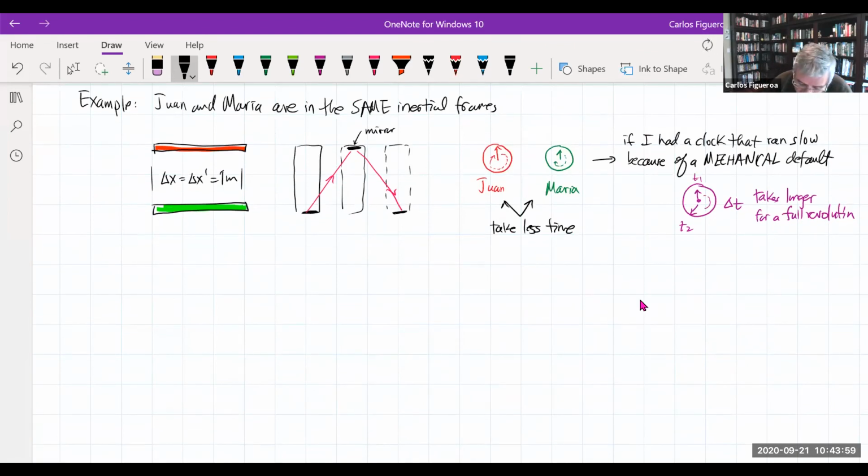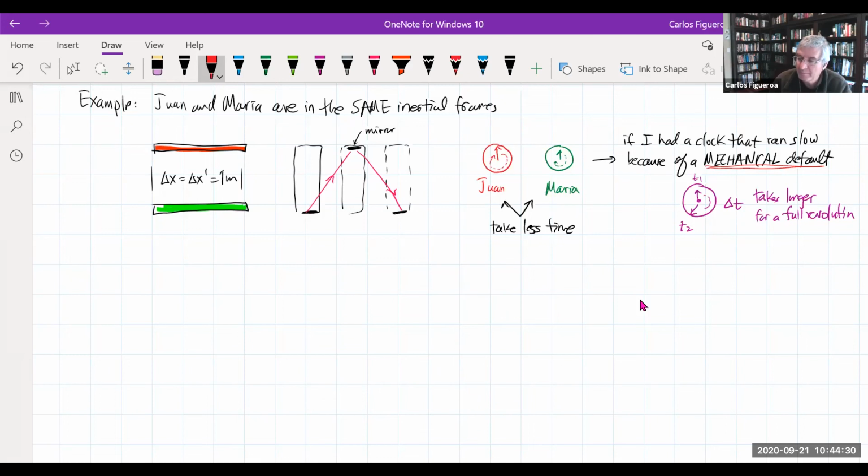The key word I'm trying to stress is that this is a bad clock. That's why that's happening. Clocks that are time dilated in special relativity are not bad clocks. What I'm saying is that for this scenario, I chose a mechanically defective clock to show you that it takes longer to make one revolution.